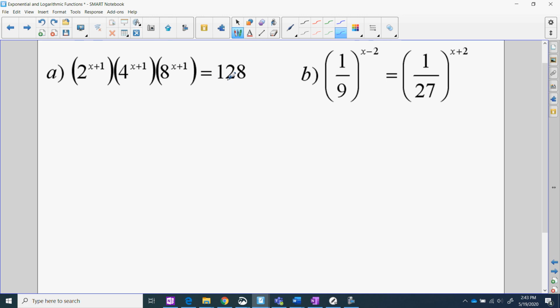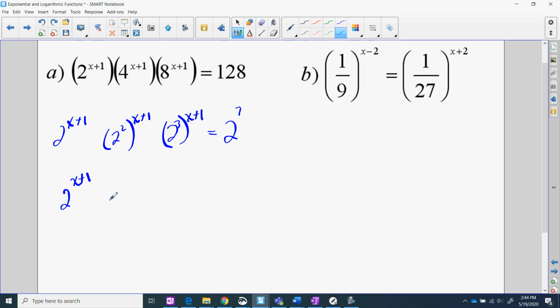These, if you notice, are all powers of 2. 2 to the x plus 1. 4 is 2 squared to the x plus 1. 8 is 2 cubed to the x plus 1. And 128 is 2, let me think, 5, 6, 2 to the 7th. Use your laws of exponents on each of these. So multiply.